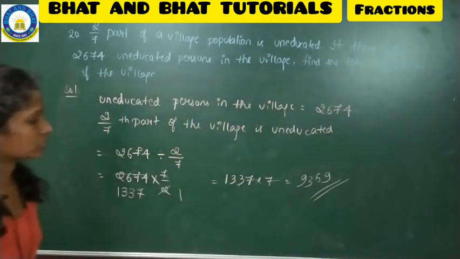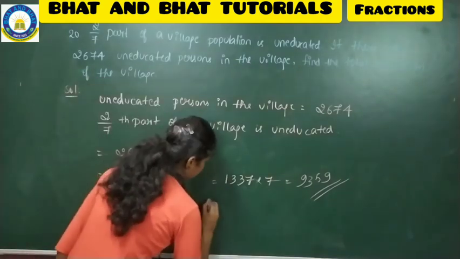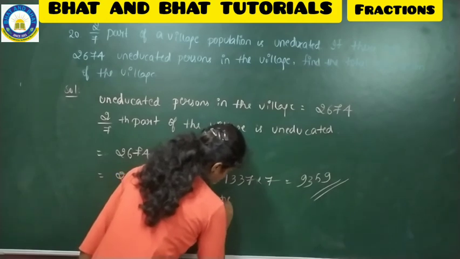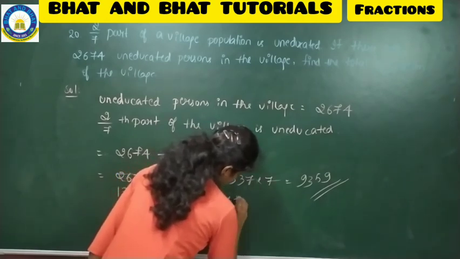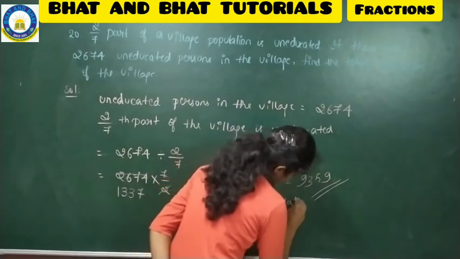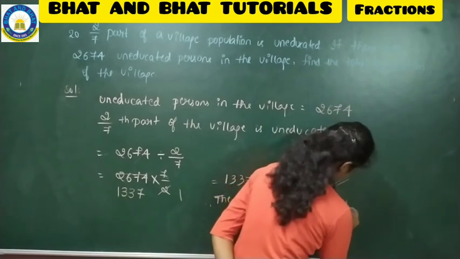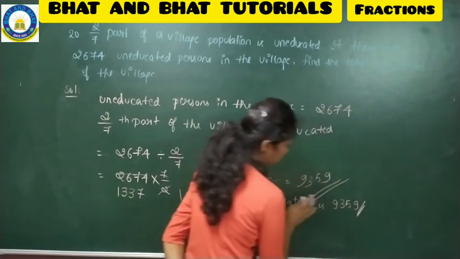Now copy down this. And you can add over here, therefore the total population is 9359. Okay, copy down now.